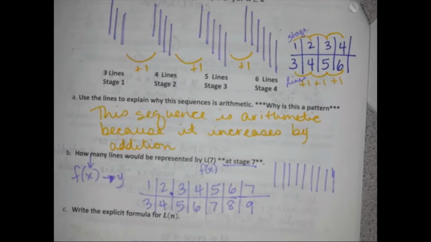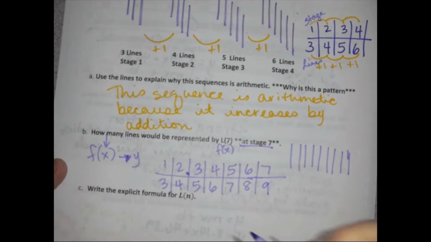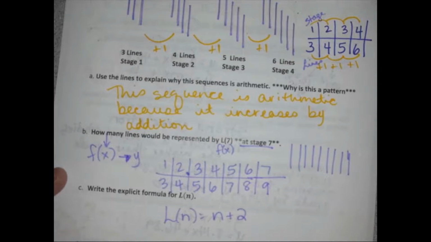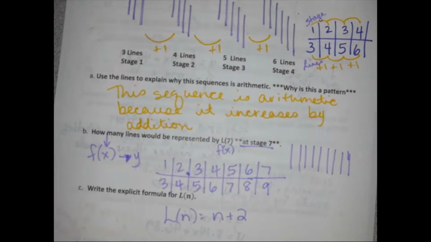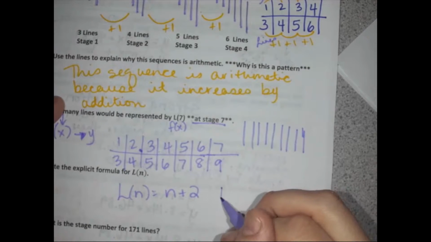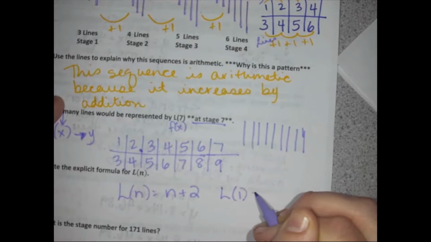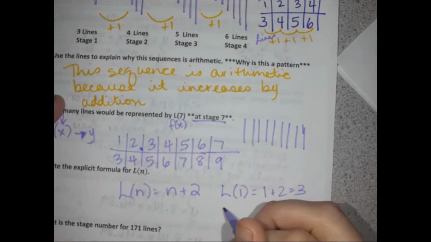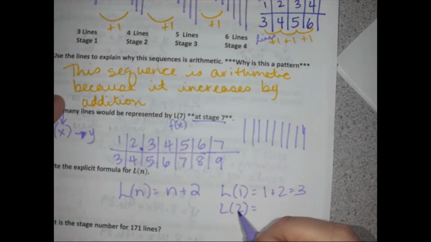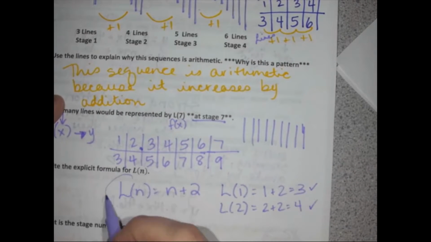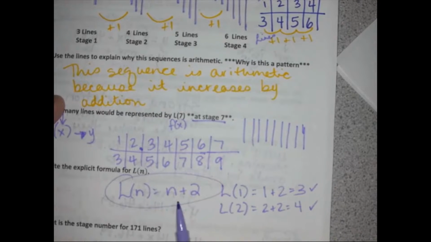The explicit formula for this is L of n is equal to n plus 2. What this is saying is if I take L of 1, it's equal to 1 plus 2 to give me 3. L of 2, that's my n, is equal to 2 plus 2 to give me 4. But my sequence, one for you to remember, is L of n is equal to n plus 2.